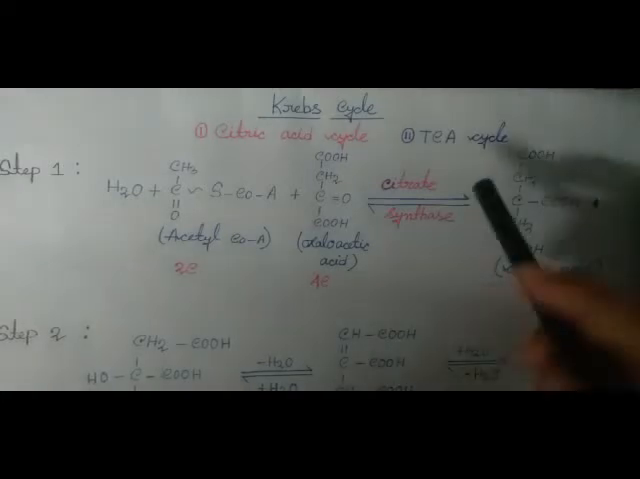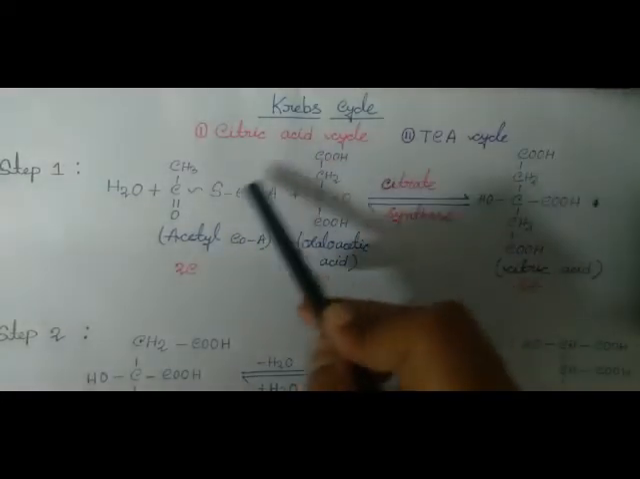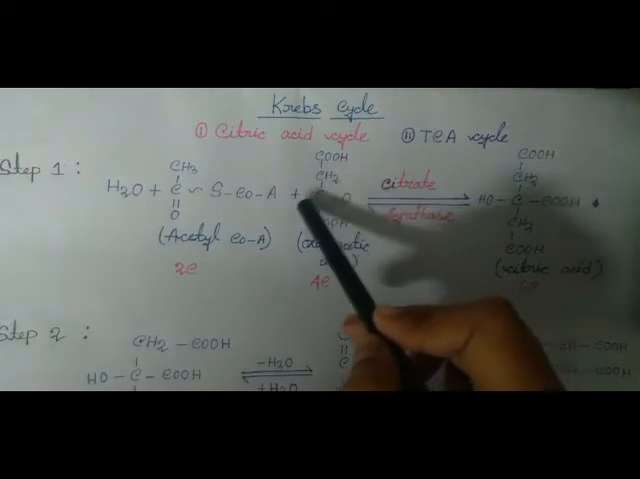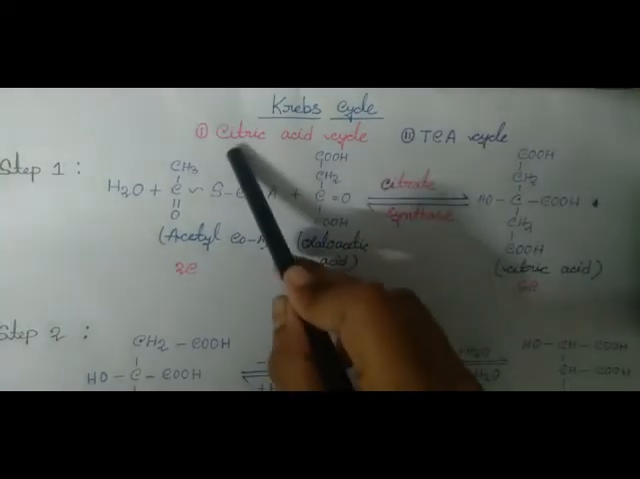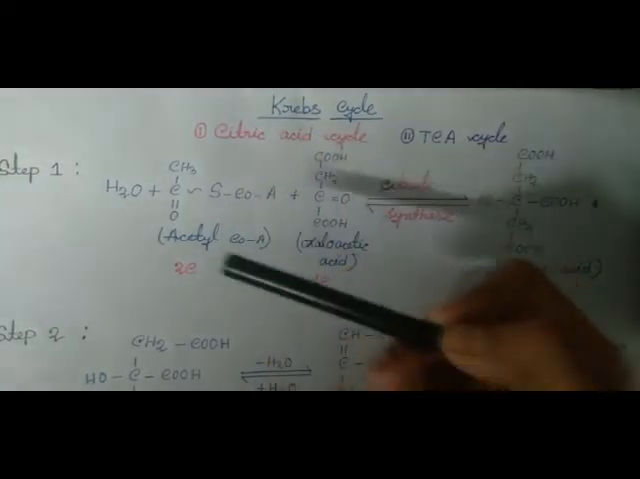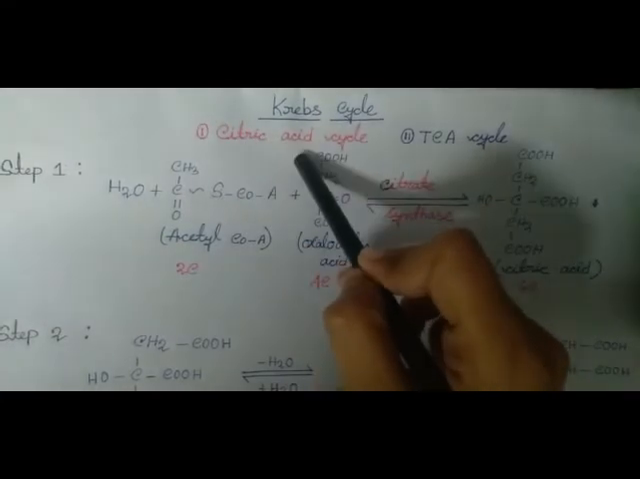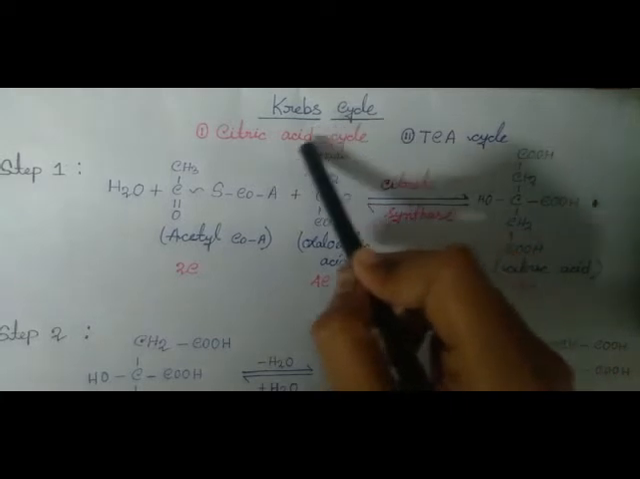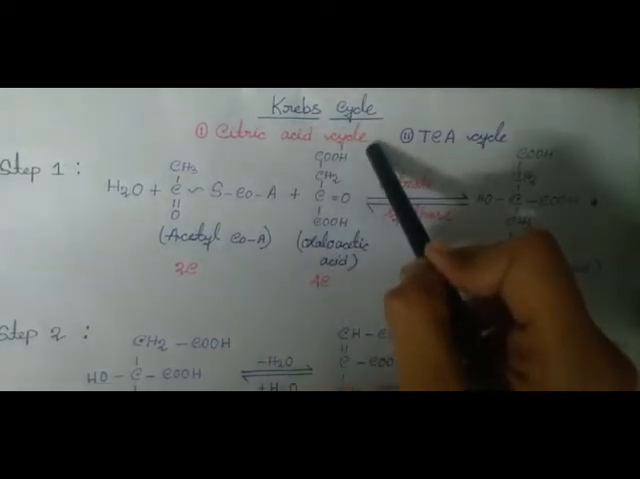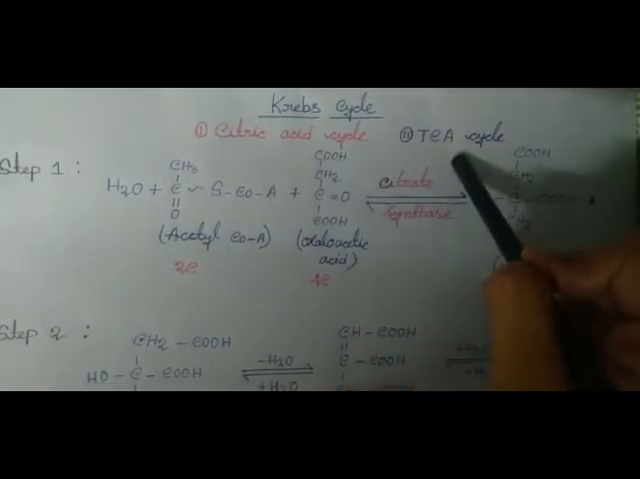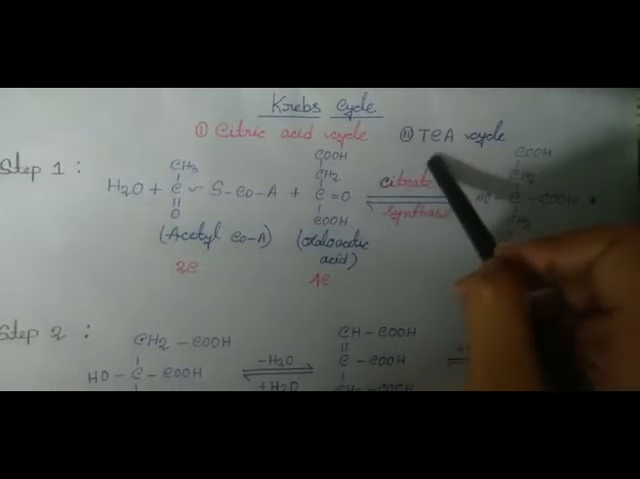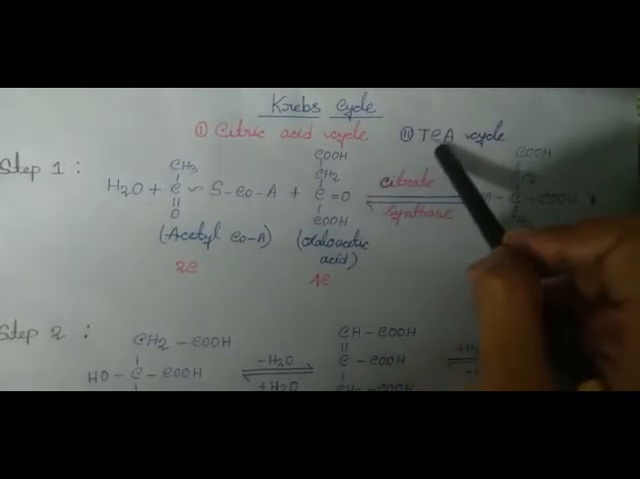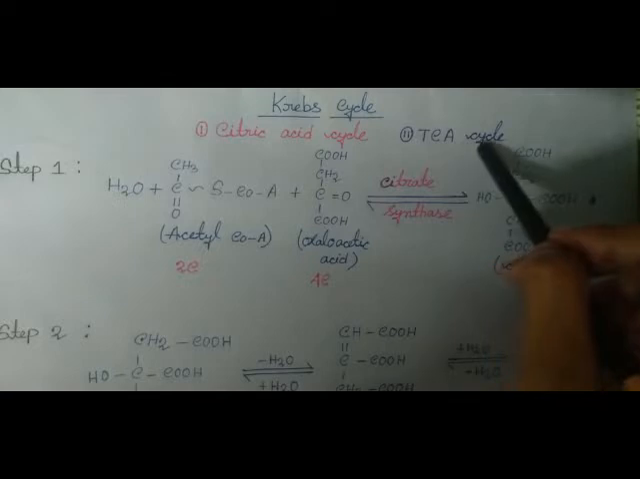Hi friends, today's topic is the Krebs cycle. The Krebs cycle is also known as the citric acid cycle. In this cycle, the first product is citric acid, so it is called the citric acid cycle. And citric acid contains 3 carboxyl groups, and that is why it is also known as the TCA cycle or tricarboxylic cycle.